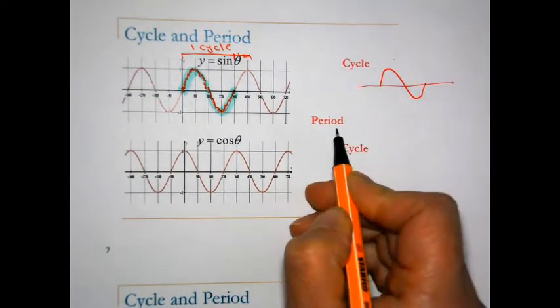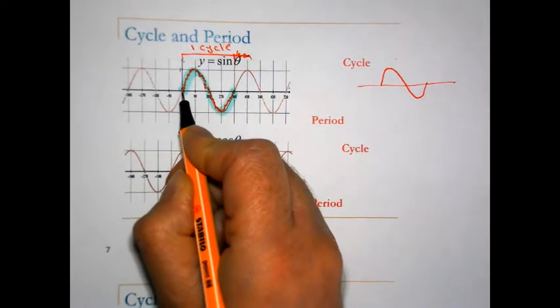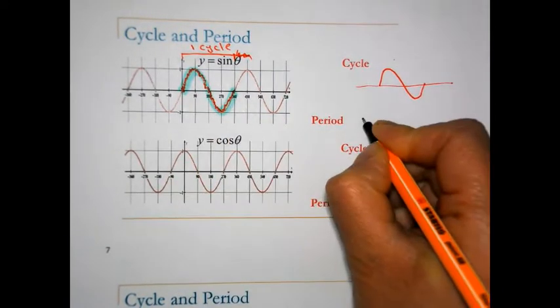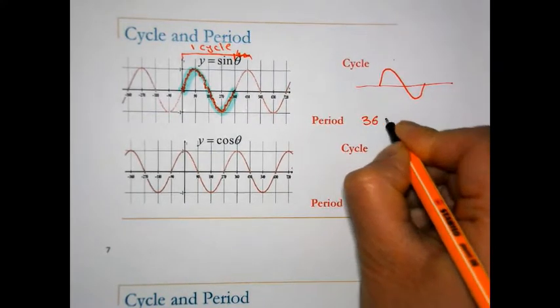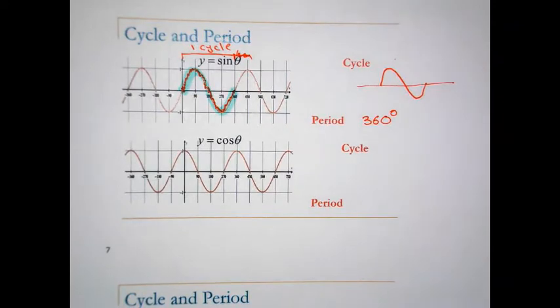Now the period is the length of the cycle. So from here is 0 to 360. So the period is 360 degrees, which is the unit on our x-axis.